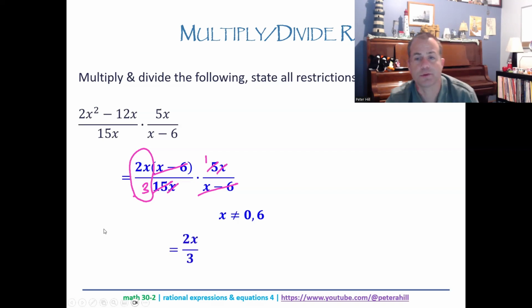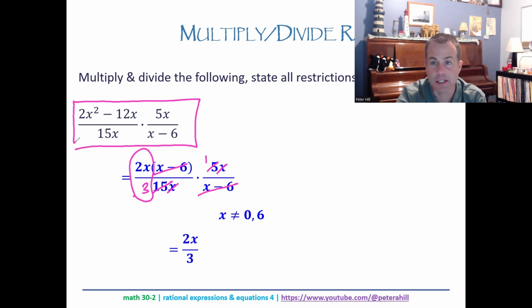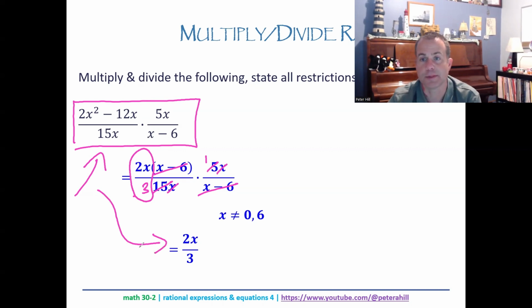Now it's a great time to say, look, there's no variable on the bottom here anymore. That doesn't mean your non-permissible values aren't there anymore. You still have to think about them, because the original question was up here, and in there I can't plug in 0 and I can't plug in 6. Just because it simplifies to something prettier doesn't mean the non-permissible values go away. Yay for us.